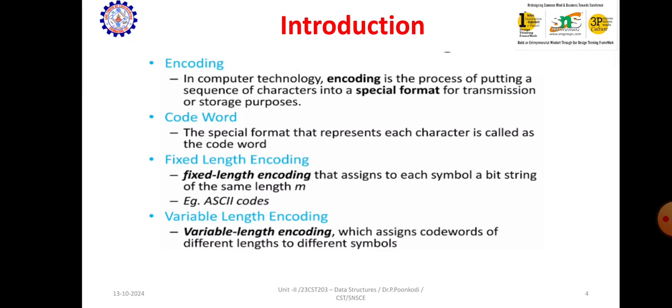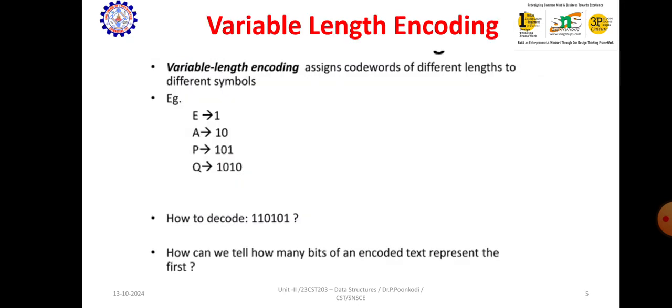Variable length encoding means different characters are assigned different values. That is, different code words will be used, with different lengths for different symbols. If I am using E, I can assign 1, A 10, P 101, Q 1010. So four lengths are assigned to four different characters. How to decode these values? That we are going to discuss in the example.